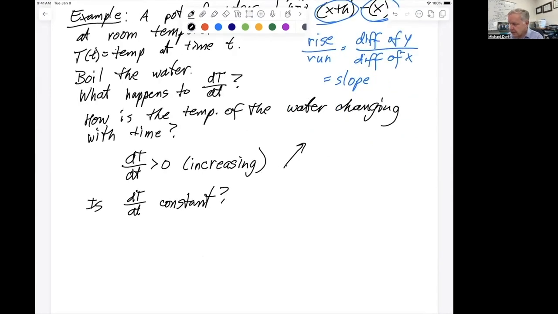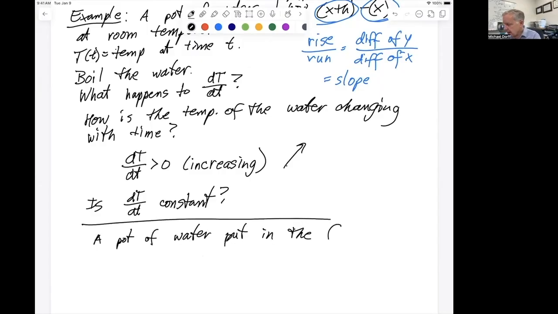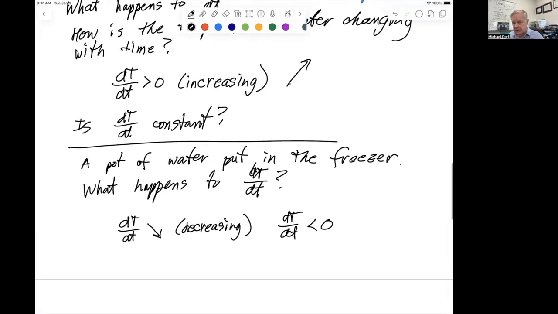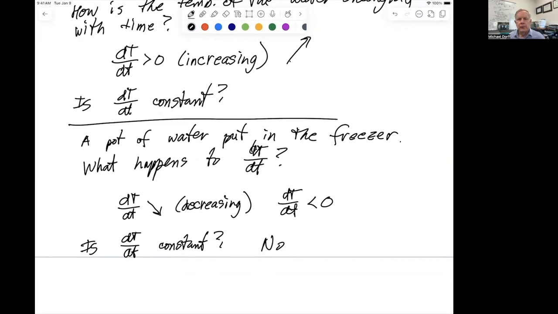Same thing, what if I took a pot of water now and I put it in the freezer? What's going to happen to it there? Well, it's going from a warmer situation to a colder one. So dT is decreasing, and dT/dt is negative because it's decreasing. All right. Can that be constant? No, it can only get so cold in the freezer. As soon as the temperature of the water matches the temperature in the freezer, it's not going to get any colder. All right, so it's not constant.